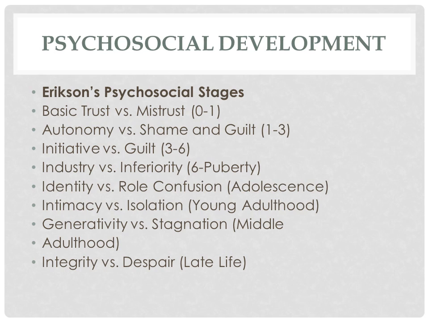According to Erik Erikson, there are certain numbers of stages. These are basic trust versus mistrust, from 0 months to 1 year old. Autonomy versus shame and doubt, 1 to 3 years old. Initiative versus guilt, 3 to 6 years old. Industry versus inferiority, 6 to puberty. Identity versus role confusion, that's adolescence. Intimacy versus isolation, that's young adulthood. Generativity versus stagnation, that's middle adulthood. And then integrity versus despair, that's late life. So let's go to it.